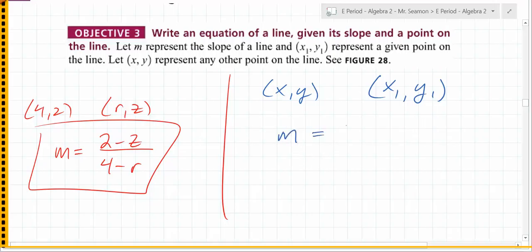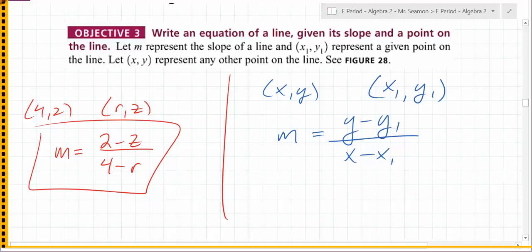I'll start you off. It's going to be y minus what? y1. And someone else now finish it for me. If the top is y minus y1, what's the next one going to be? x minus x1. Yeah. We don't know what x is. We don't know what y is. We don't know what x1 is. We don't know what y1 is. But if we knew all 4 of those, could we just plug it into that equation?